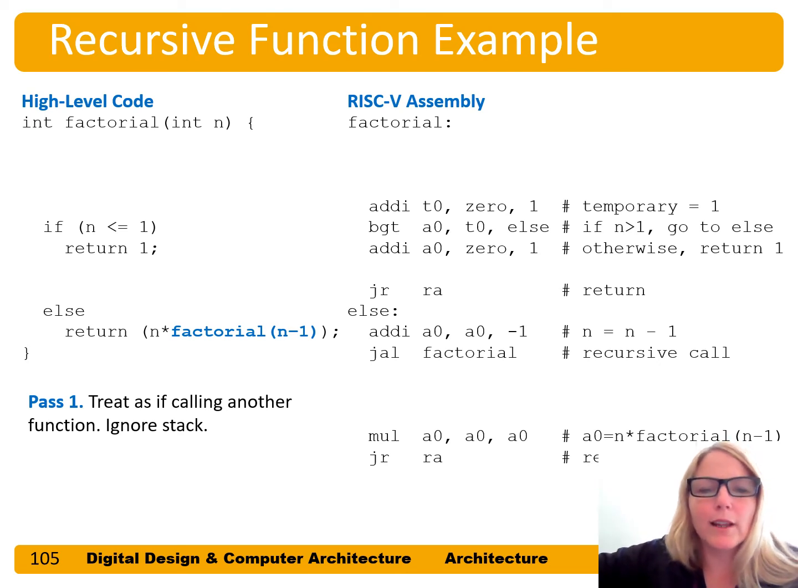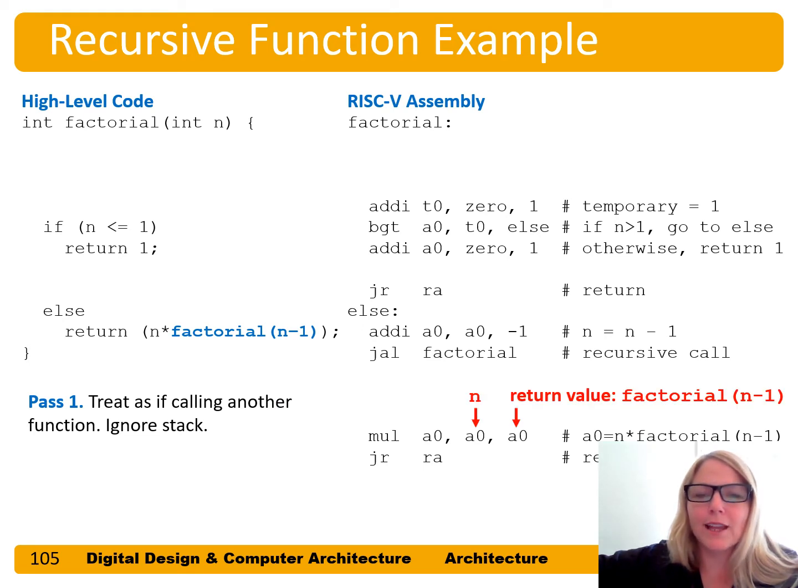So here it is written more nicely. And now let's deal with the issues. We've gone through the first pass and treated it as if it was just calling another function. We ignored the issues with the different registers that got overwritten, but now let's consider it. Let's consider any issues here.